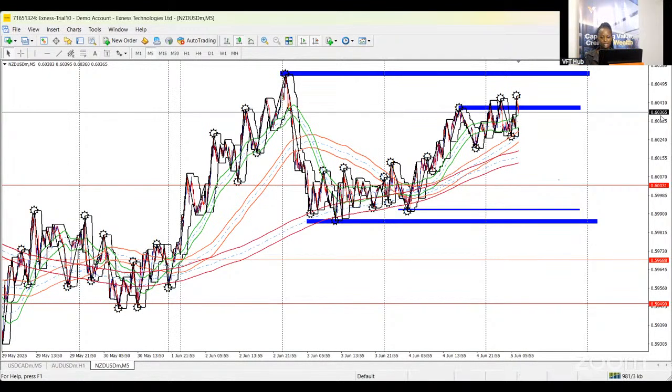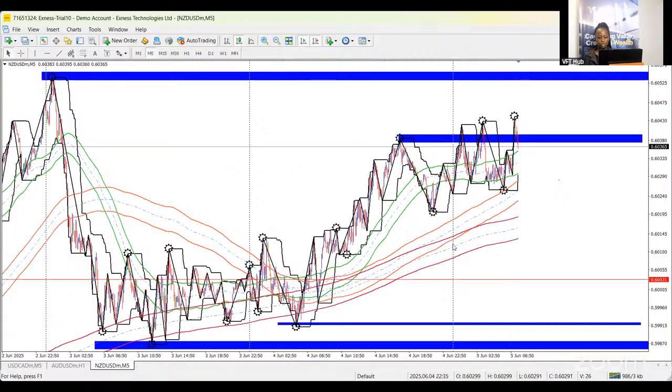Or you could also set alerts at this price point, and when price trades into that zone, you can then start to look for confirmations to take those trades. So price violated what could have served as a resistance around 0.60381. That has done that, and it is coming to retrace.